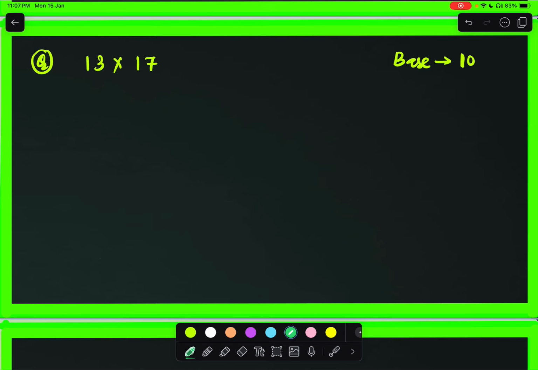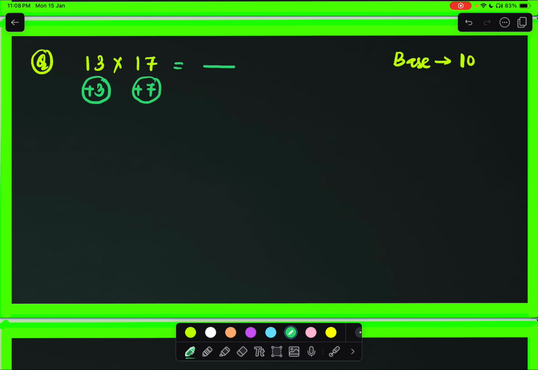Number 13 is 3 more than your base. So at the bottom of this number, I'll write plus 3. It indicates that 13 is 3 more than your base. And 17 is how much more? 7 more than your standard base.